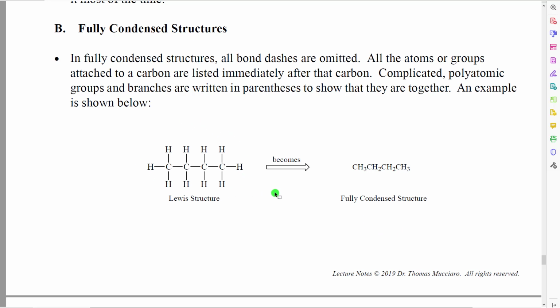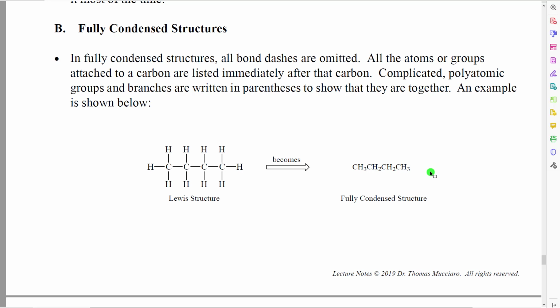This Lewis structure then becomes this. Here are the 3 hydrogens listed after, and then the bond between this carbon and this carbon is not written, it's just assumed to be there. Then there's 2 hydrogens, then a bond to that carbon, and so forth. This we call a fully condensed structure.